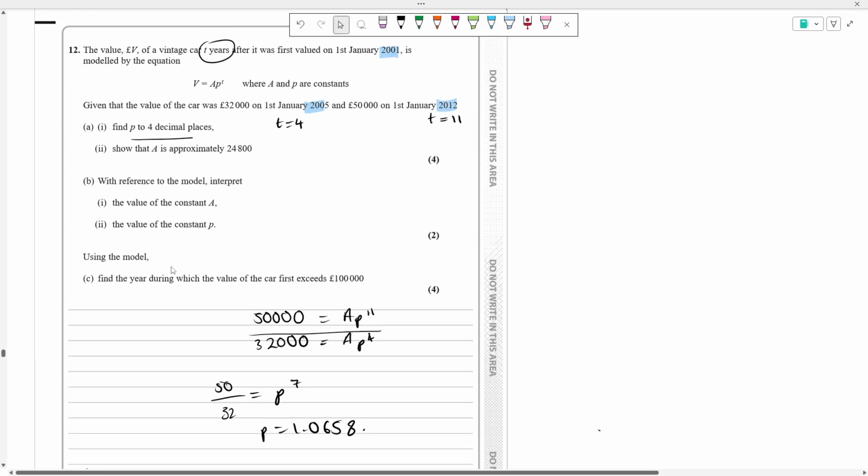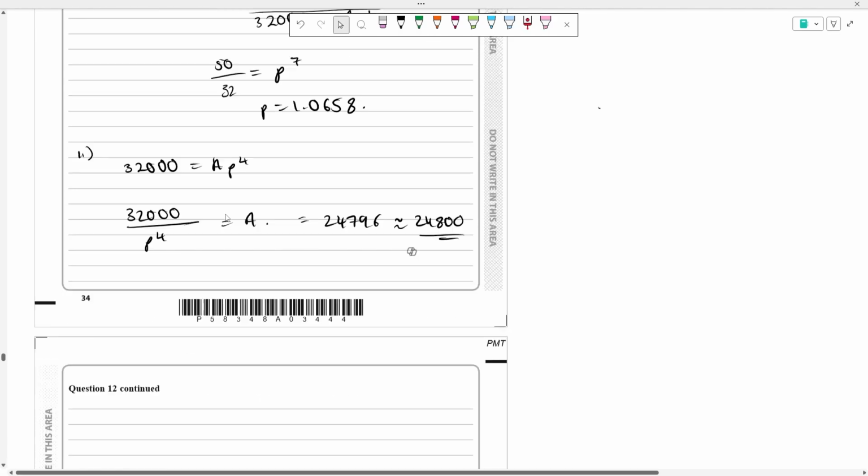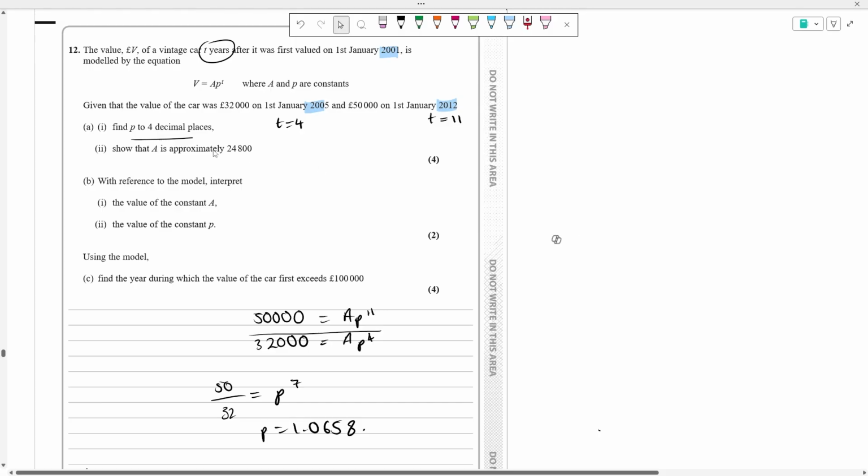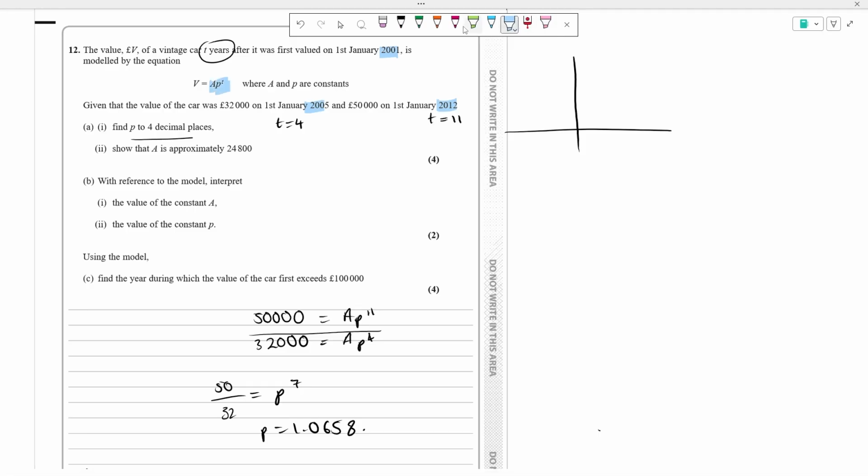Okay, part B. With reference to the model, interpret the value of the constant A. So this is our constant A. Usually when you have an exponential graph, essentially what this constant means at the beginning is the amount, or the value when t is equal to 0. So that just means that when t is 0, that's going to be the initial price of the car. Okay, we can check that.